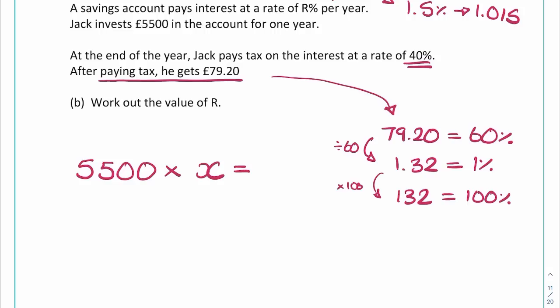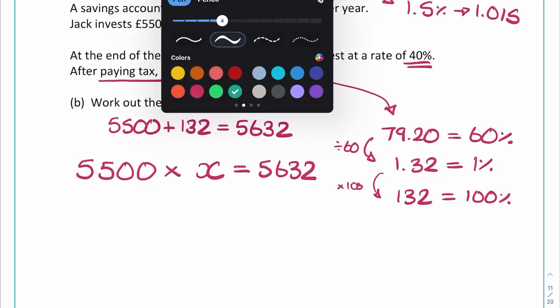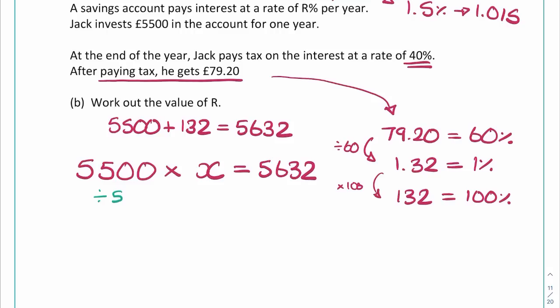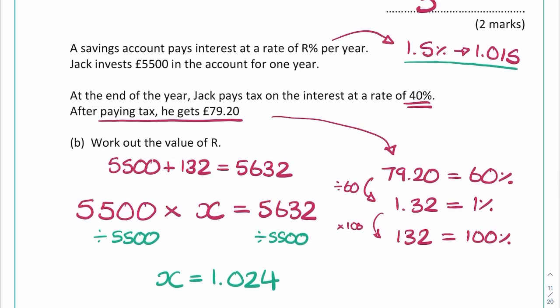So we know that after we multiply by x, he got whatever that new total is. So we probably need to work that out first. So 5,500 plus the 132, he would have £5,632. So whatever multiplier we've used gets us to 5,632. Now to reverse that, we could divide both sides by 5,500 to see what it's been multiplied by. And if we do that, we get x is equal to, and it comes out as 1.024.